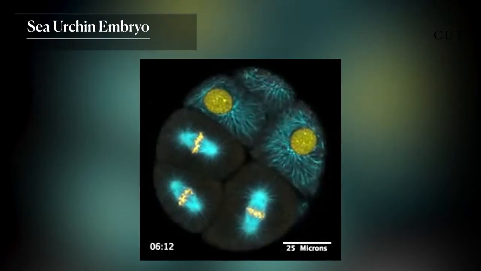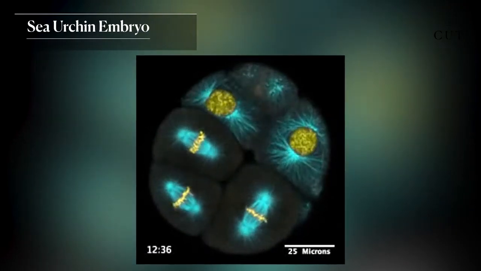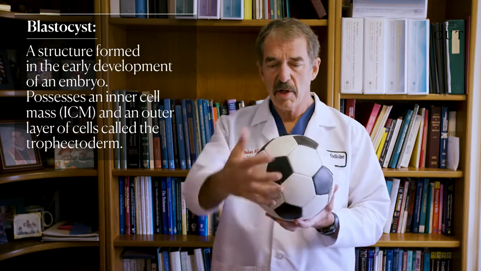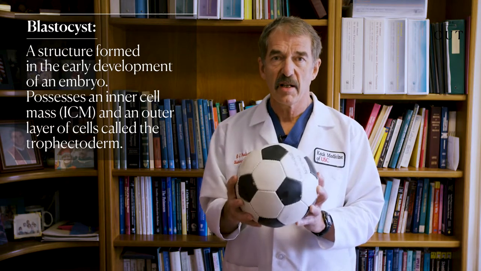So most of us think of embryos as the sea urchin embryos that we saw in biology class. They have maybe 2, 4, 8 cells, something like that. But by the time the embryo is ready for implantation, it is a blastocyst, and it has actually blown up into a structure that looks very much like this soccer ball.